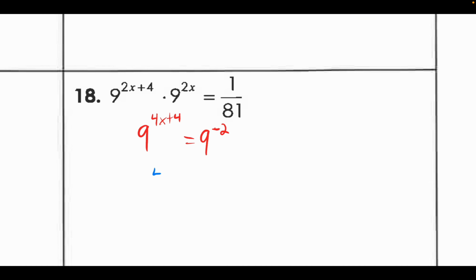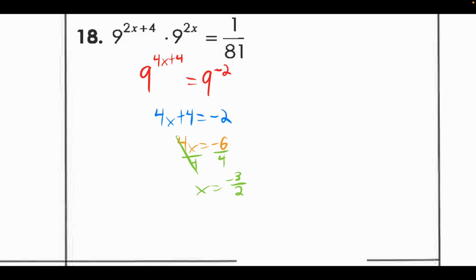And now I can set each exponent equal to the other. 4x plus 4 equals negative 2. And I'll subtract 4 from each side, giving me 4x equals negative 6. Divide both sides by 4. And x equals negative 3 over 2. And that is my answer. You could also call it negative 1.5, you know, that would also work.